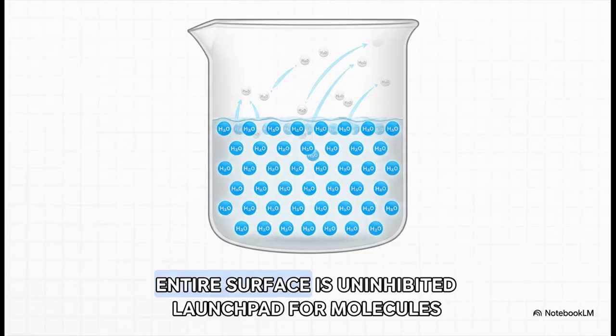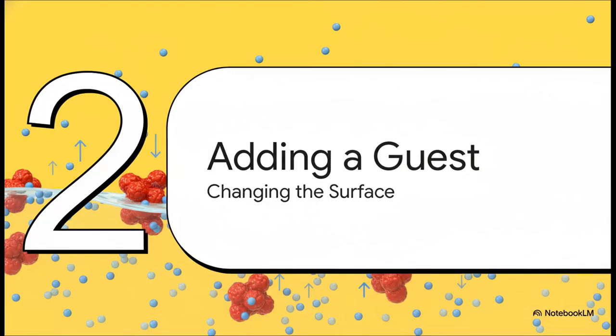Now, in something pure, like our freshwater puddle, it's pretty straightforward. 100% of that surface is made of water molecules. The whole thing is basically one giant, unobstructed launch pad, giving them all the opportunity they need to make a great escape.